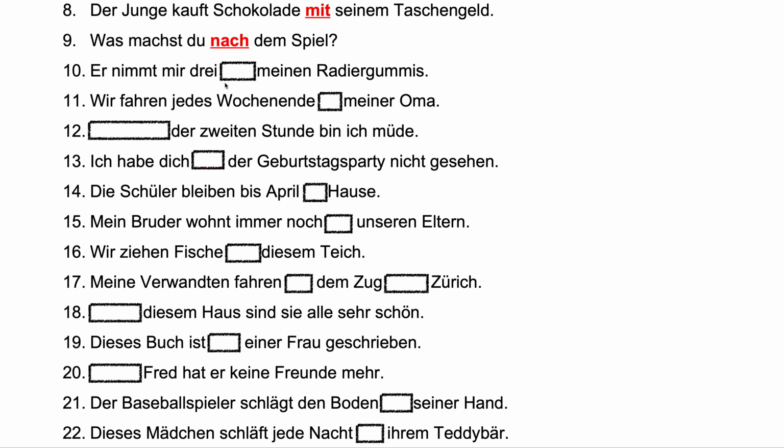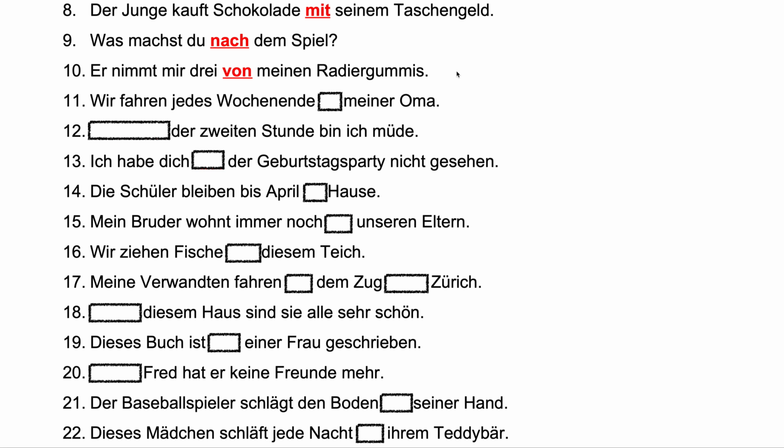Er nimmt mir 3 blank meinen Radiergummis. So he takes away from me 3 something meinen Radiergummis, which are erasers. So in this one, we're going to say he's taking 3 of my erasers, and therefore we need von in that sentence. So because of this word drei here, we have to use drei von meinen Radiergummis. If you just wanted to say he's taking away your erasers, you could just say er nimmt mir meine Radiergummis, which would be in the accusative case because it's the thing being taken.